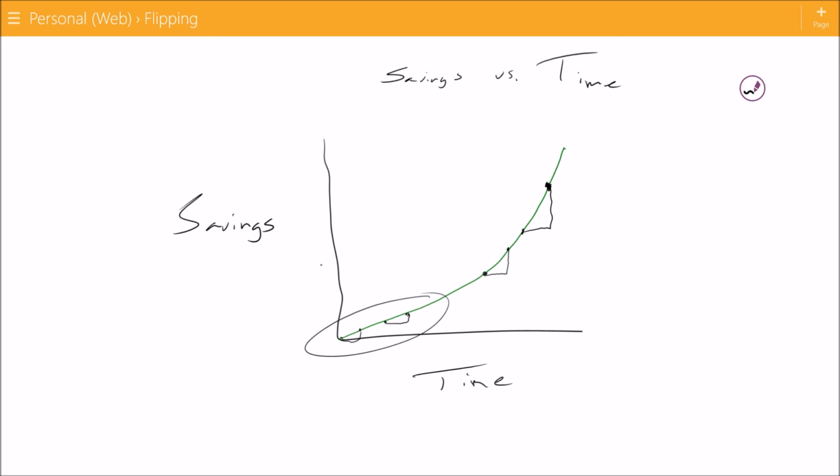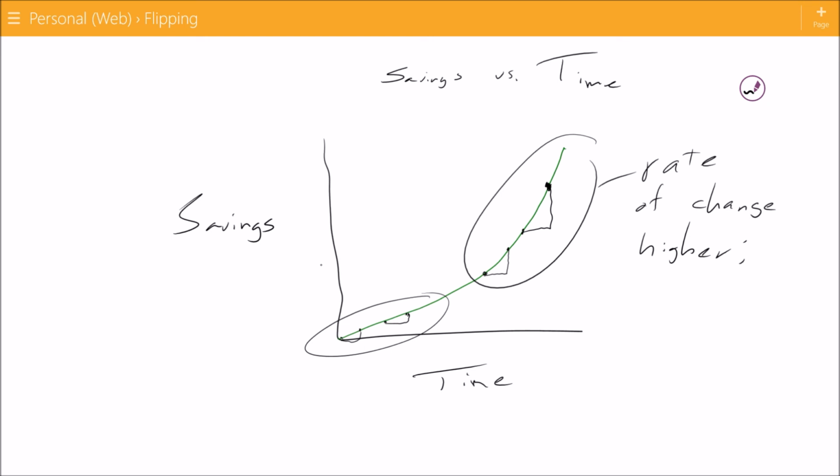Where are you getting more money more quickly in your savings account? It's very gradual growth over here on the left, but on the right, we can see that the rate of change is higher. And you're getting more money more quickly.